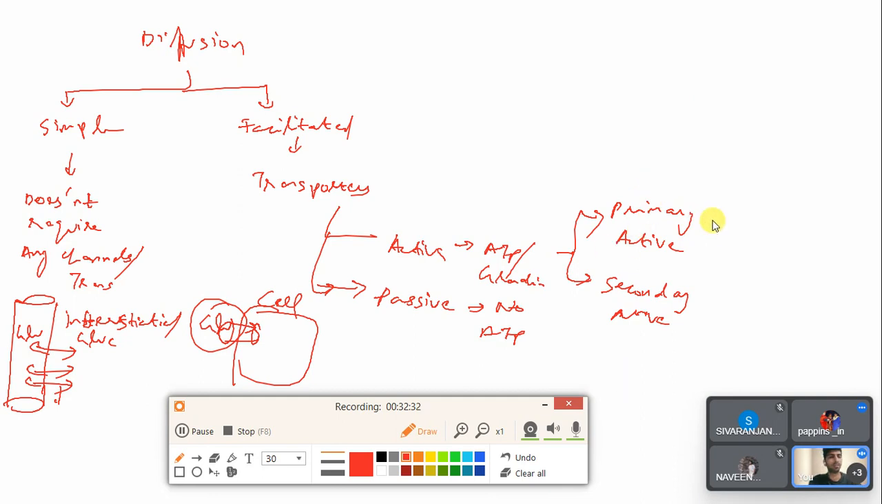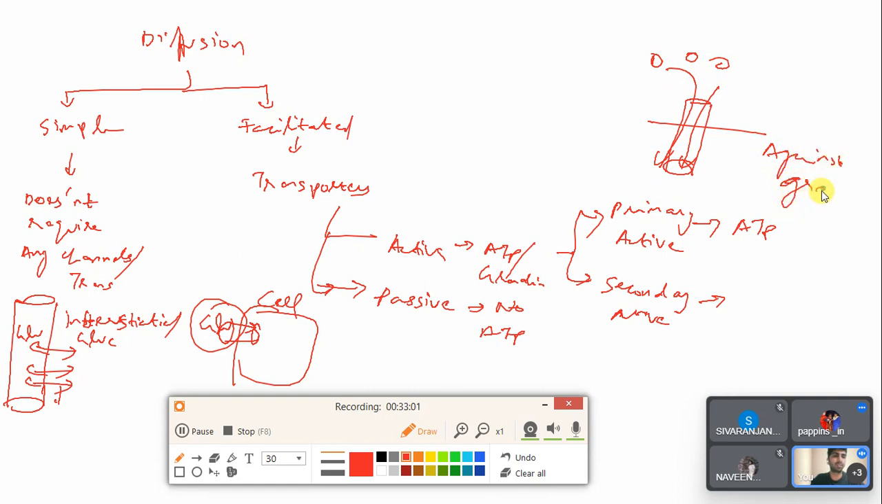So basically, in layman terms, primary active transport is a transport wherein ATP is utilized on the spot itself. For example, if I'm transporting a small molecule against the gradient, and one more thing about active transport is that it's against the gradient, it requires ATP. So there is a utilization of ATP at the spot itself. That's primary active transport. It utilizes the ATP at the site of transport itself.